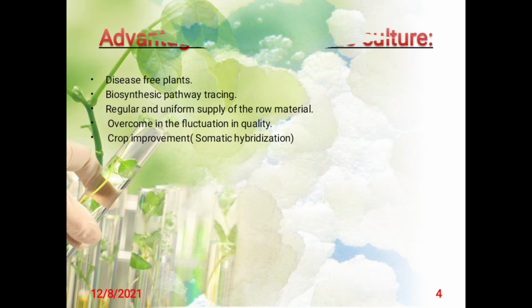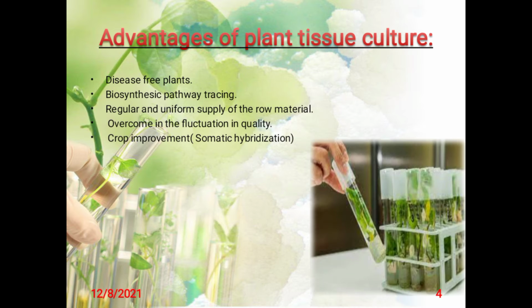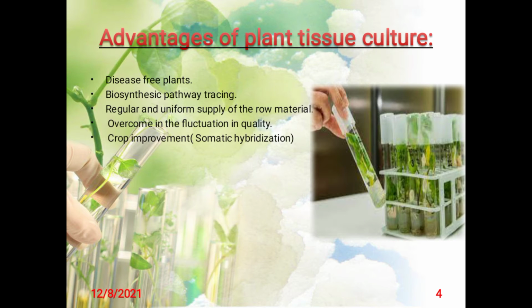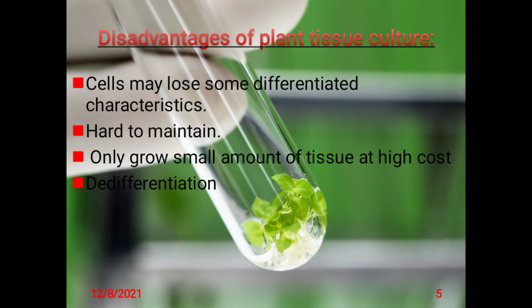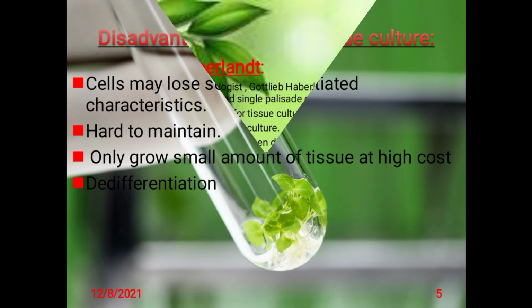Next is advantages of plant tissue culture. Disease-free plants and biogenetic pathway tracing, regular and uniform supply of raw materials, overcoming fluctuation in quality, crop improvement. These are advantages of plant tissue culture. Next is disadvantages of plant tissue culture. Cells may lose some differentiated characteristics, hard to maintain, only a small amount of tissue grown at high cost, and differentiation.